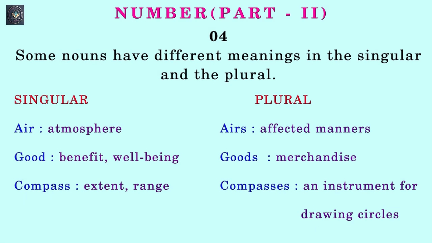Rule number 4. Some nouns have different meanings in the singular and the plural. Now let's see the examples. In singular, air means atmosphere, whereas in plural, airs means affected manners. In singular, good means benefit or well-being, whereas in plural, goods means merchandise. In singular, compass means extent or range, whereas in plural, compasses means an instrument for drawing circles.